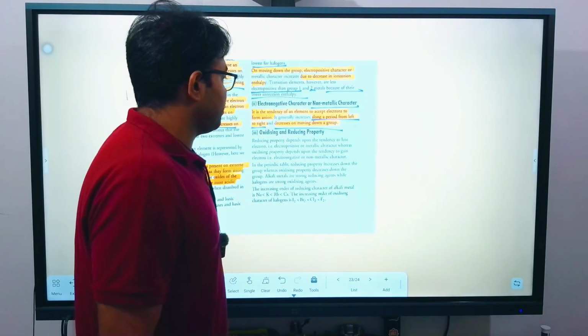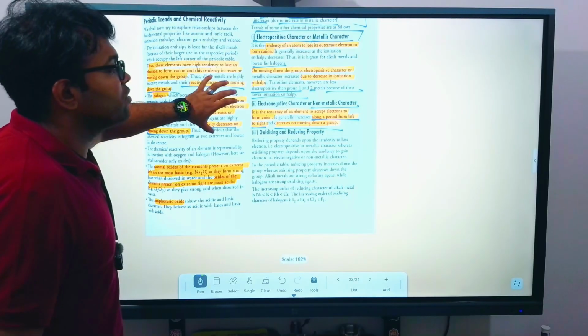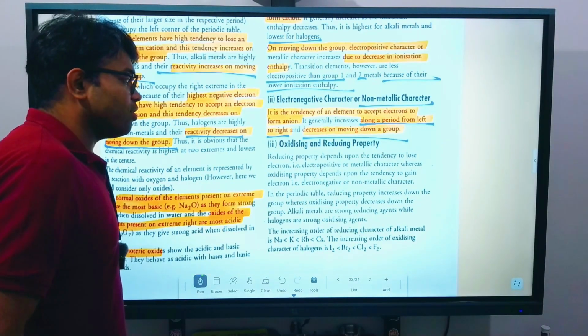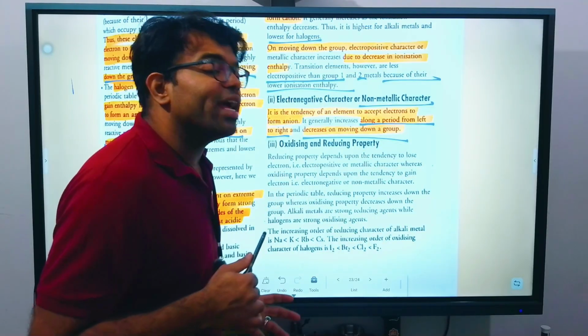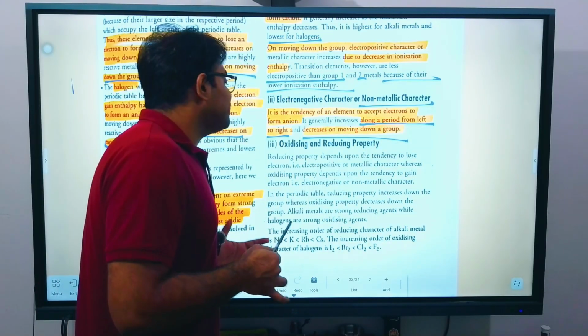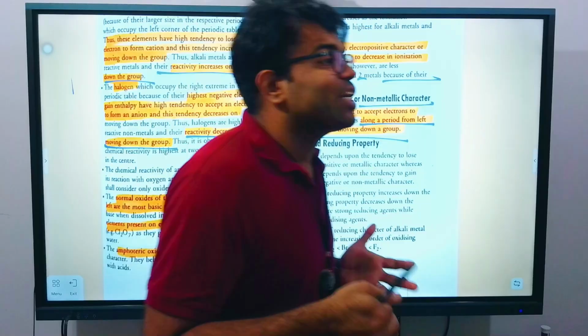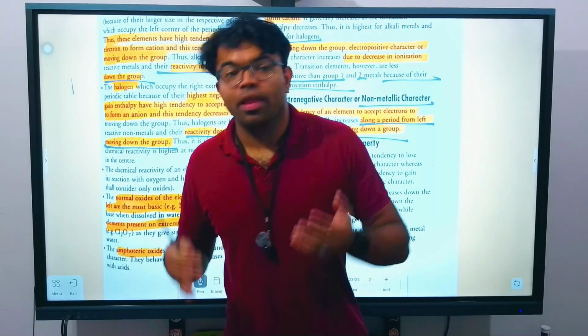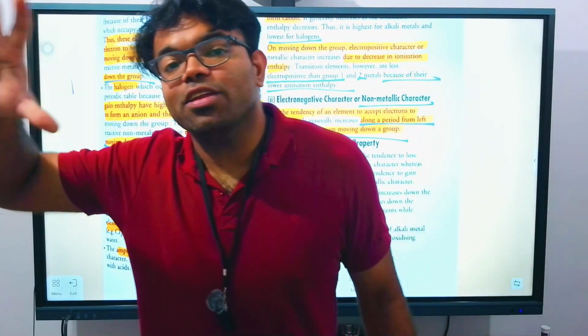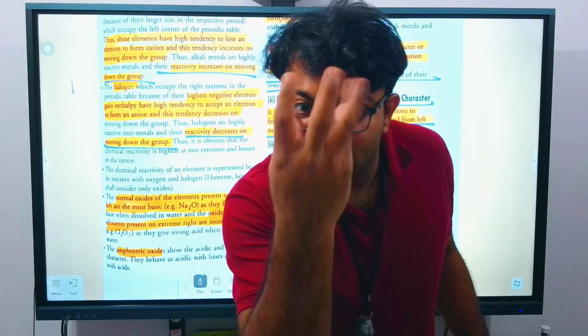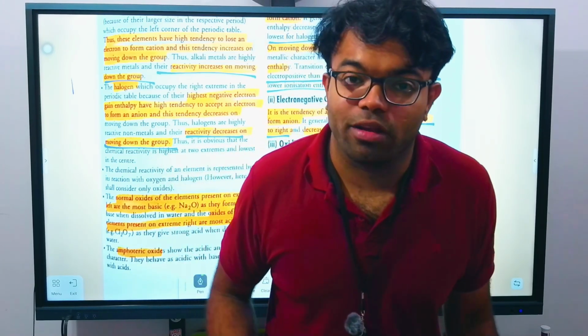Oxidation and reducing properties. Reducing properties depend on the tendency to lose electrons, that is electropositivity or metallic character. Whereas oxidizing property depends on the tendency to gain electrons, that is the electronegative or the non-metallic character. The more metallic character you have, the more reducing power you have. The more non-metallic character you have, the more oxidizing power you have. Why? Because oxidation means losing an electron. Reduction means gaining an electron.